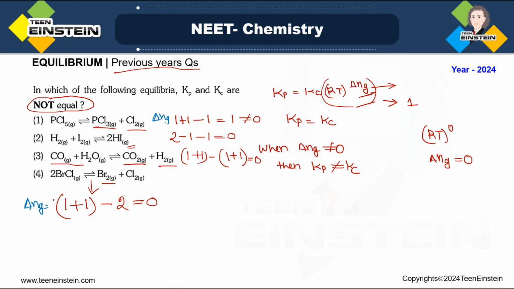these are basically the del Ng values. So you have to calculate the del Ng for these 4 reactions, and you have to check in which case it is not equal to 0, because when it is not equal to 0, then only you can say that Kp is not equal to Kc. So del Ng not equal to 0 means you will have some power for RT, and there will be some contribution on the right hand side. So Kp cannot be equal to Kc. Okay, so the correct answer here is the first option, right? Next, we will go to the next question.